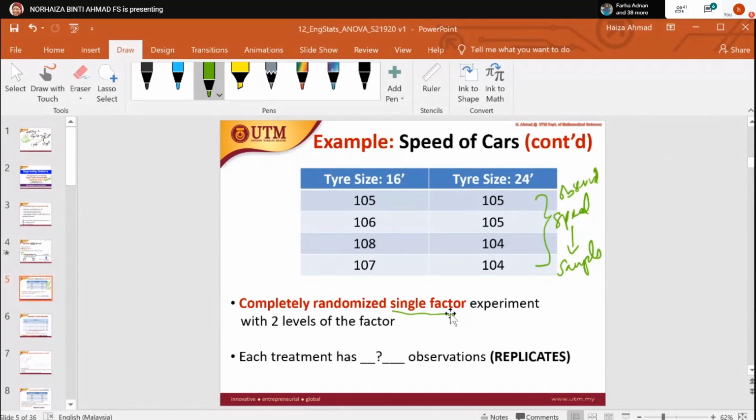You could have more than a single factor. For example, maybe you look at the tire size, and maybe you look at the aerodynamics of the car. So those are two factors. But at the moment, we're just looking at a single factor, only one factor for these observations, with two levels of the factor. Here, each treatment has 1, 2, 3, 4 observations. So you've got 4 observations. Sometimes they are called replicates.